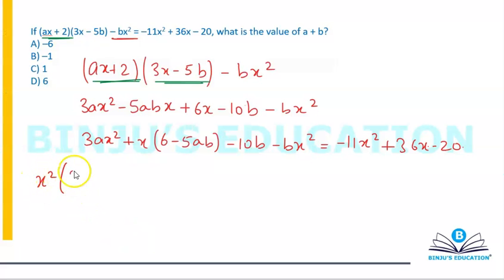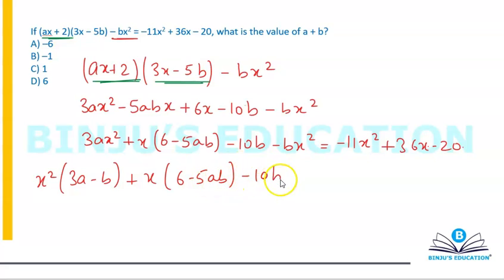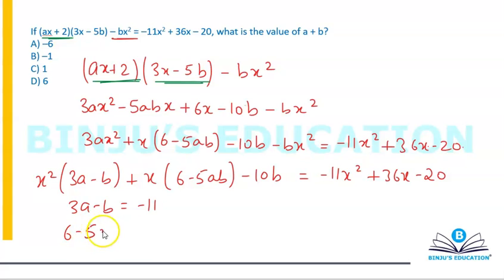So this is x squared times (3a minus b) plus x times (6 minus 5ab) minus 10b, equal to minus 11x square plus 36x minus 20. So 3a minus b is equal to negative 11. 6 minus 5ab is equal to 36, and minus 10b is minus 20, which will give me b is equal to 2.